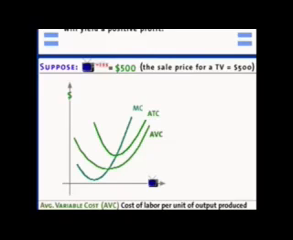Now, if the price is $500, how many television sets will this firm produce if it wants to maximize its profit? Let me give you a chance to answer that question. Where in this graph will the firm be operating if the price is here and the firm wants to maximize? The answer is, take the price and go over to the marginal cost curve.